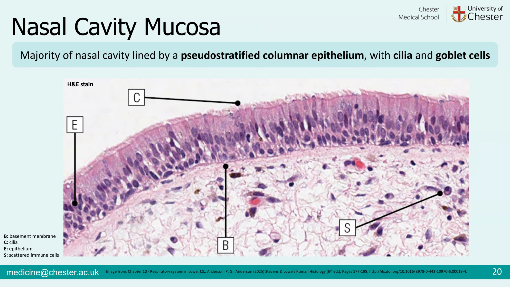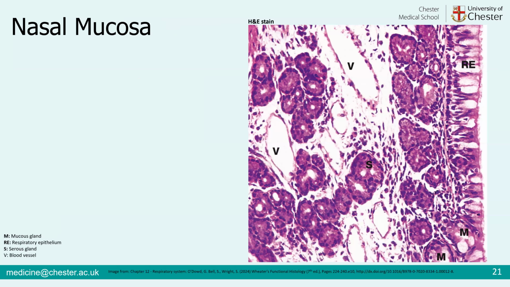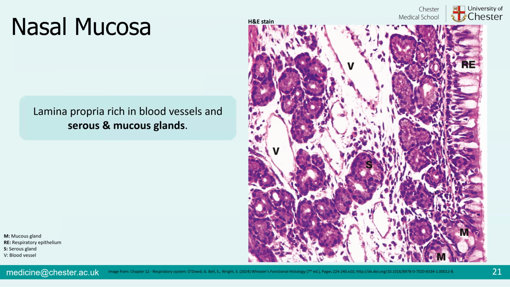We can't really see many clear examples of goblet cells, but there will be some in there as well. If we look in the underlying layers, in the lamina propria, it's rich in blood vessels, labeled V there. As I said, the warm body temperature blood flowing through these blood vessels will help to warm the incoming air. And we've also got seromucous glands as well. Some cells are secreting a more mucus, thicker secretion, which again helps with that mucociliary escalator function for capturing of particulate matter. But the serous cells are secreting a more watery secretion, which helps with the humidification of the incoming air.